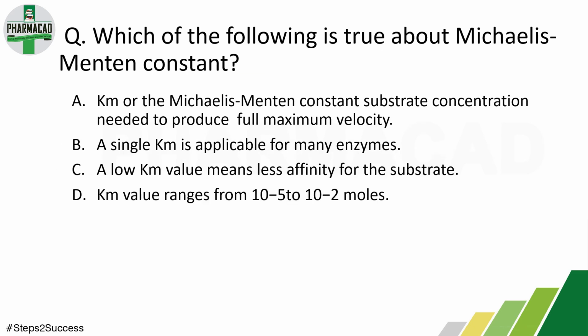Which of the following is true about the Michaelis-Menten constant? A. Km, or the Michaelis-Menten constant, is the substrate concentration needed to produce full maximum velocity. B. A single Km is applicable for many enzymes. C. A low Km value means less affinity for the substrate. D. The Km value ranges from 10 raised to minus 5 to 10 raised to minus 2 moles. So the correct statement is option D. The Michaelis-Menten constant value ranges from 10 raised to minus 5 to 10 raised to minus 2 moles, while the rest of the options are incorrect.